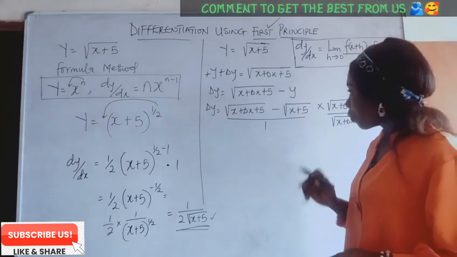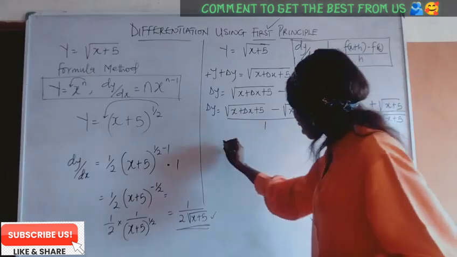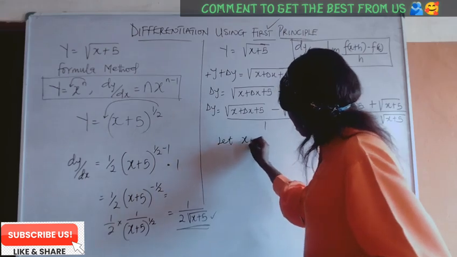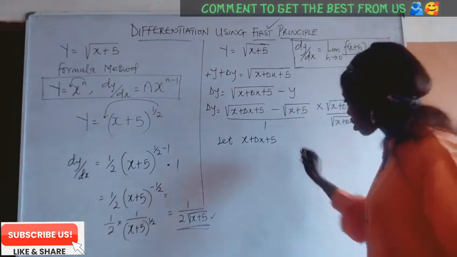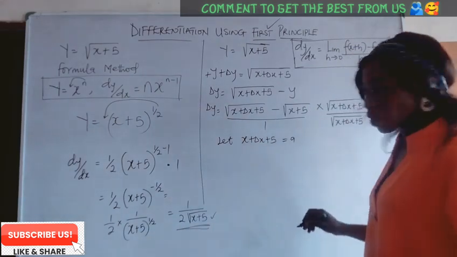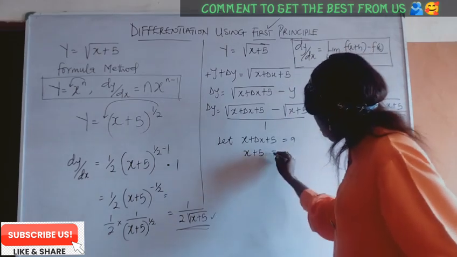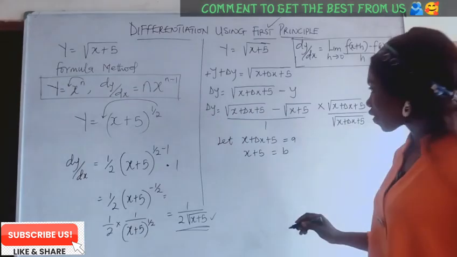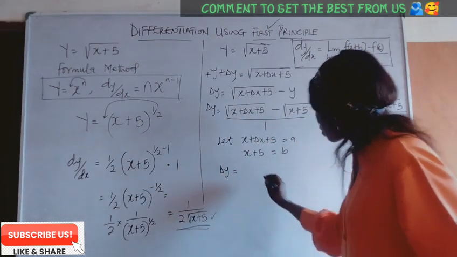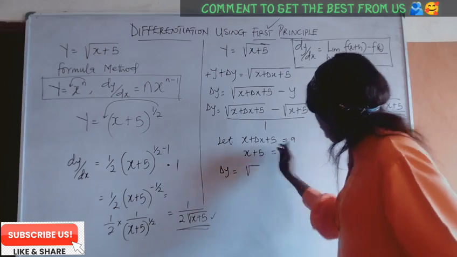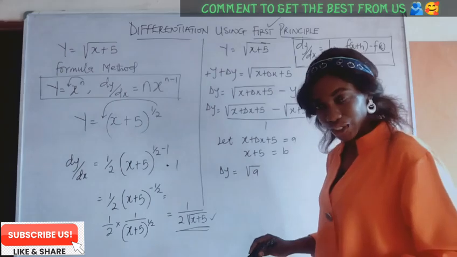I hope it's clear. But to do this, it's very complex for us. We can simplify by saying, let x plus change in x plus 5, everything inside this root, be equal to a. Okay? Then let also x plus 5, this, be equal to b. So in that case, you can say that our change in y will now be equal to root of the whole of this. You have changed it to a and b for easy simplification.